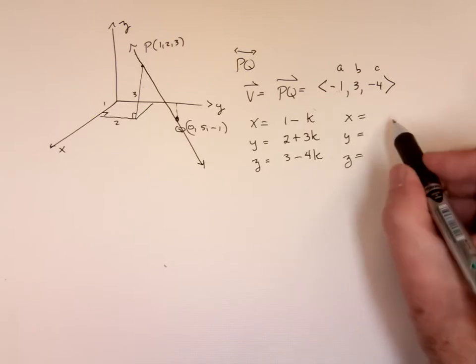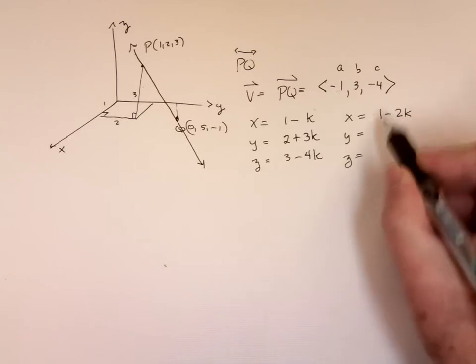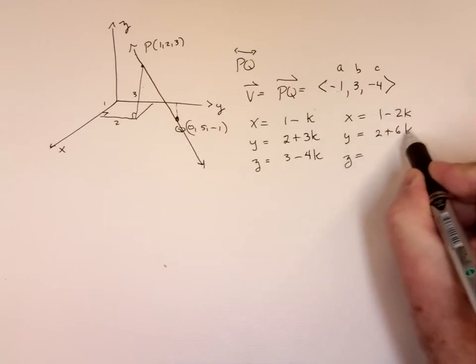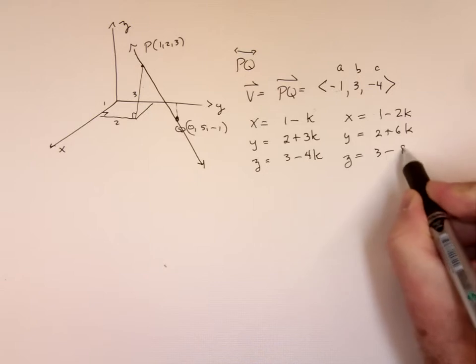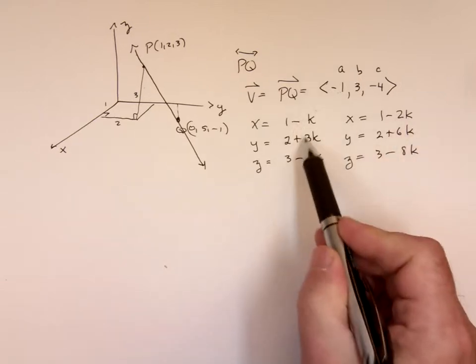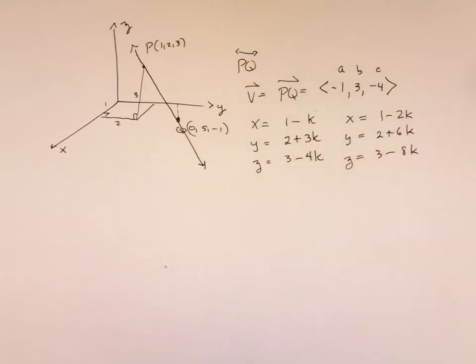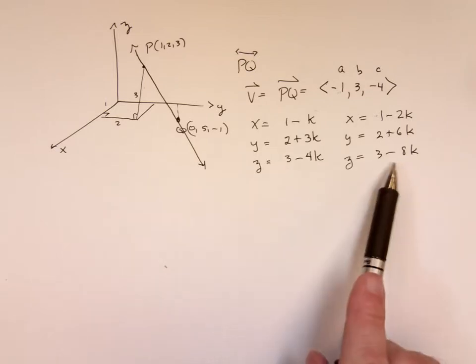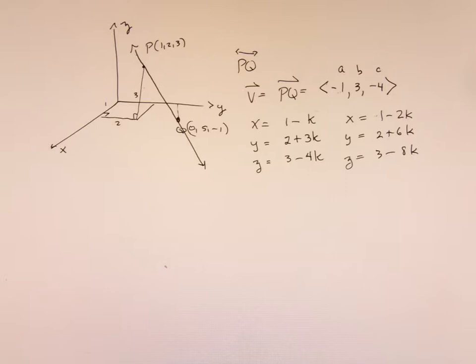If you do 1 minus 2K, watch this, and 2 plus 6K, and 3 minus 8K, that works, believe it or not, just multiplying these by 2. That does work, okay? But if you multiply these by 2 as well, that may not work. Why does this work? It's still the same vector, but twice the length, but it's still the same direction.